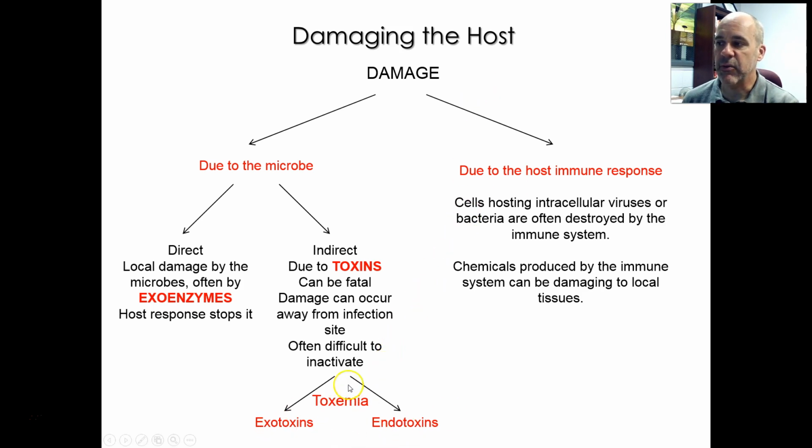If you have toxins in your bloodstream, that is called toxemia. The emia suffix here refers to things being in the blood. So if you have bacteremia, you have bacteria in the blood. If you have viremia, you have viruses in the blood.